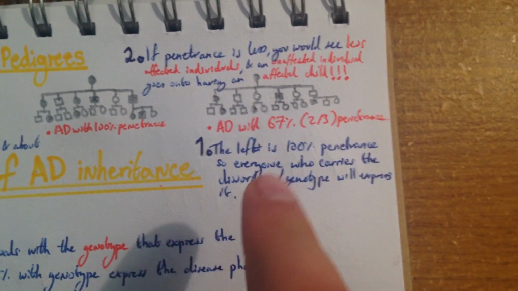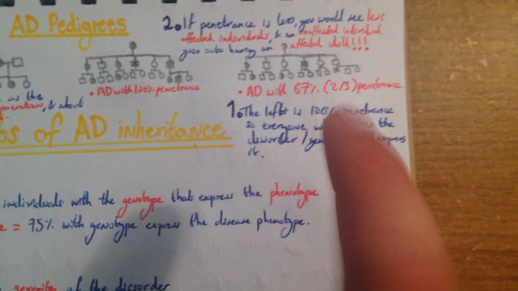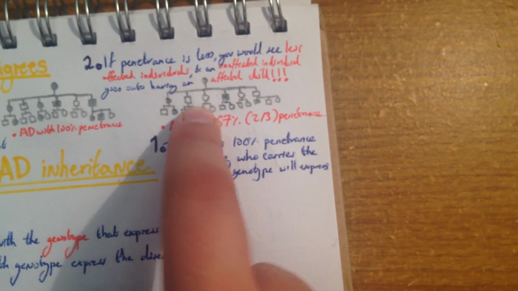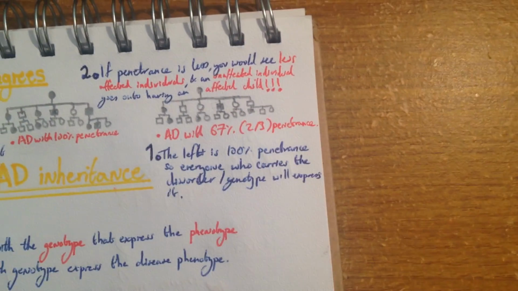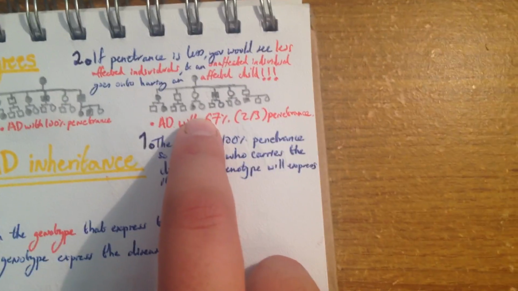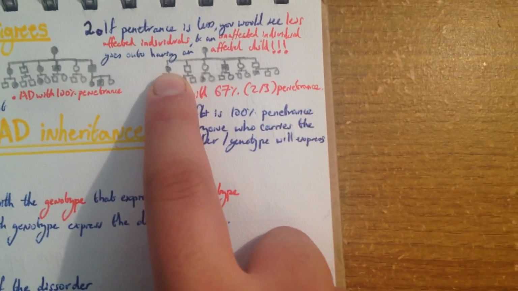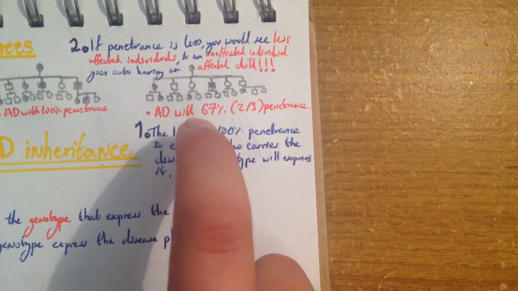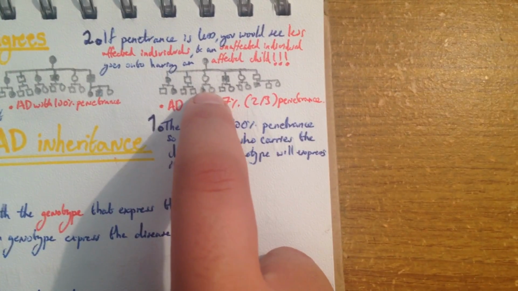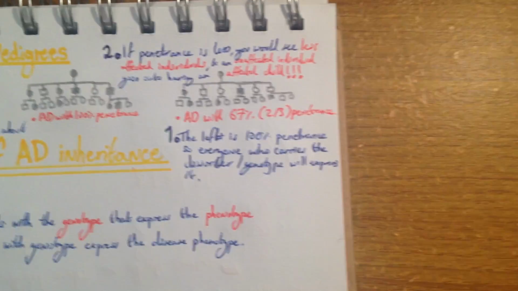So we'll go over this very quickly again. The left is 100% penetrance, so everyone who carries the disorder or the genotype will express it. Number 2, in this one the penetrance is less. So if the penetrance is less, you would see less affected individuals, so there's less people affected, and an unaffected individual goes on to having an affected child. Simple.